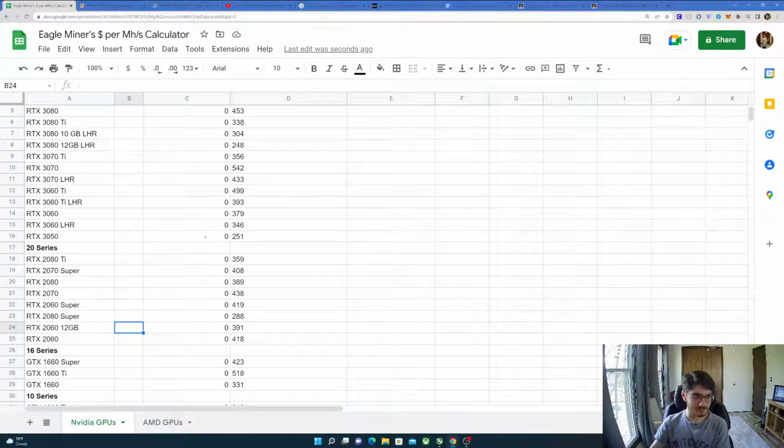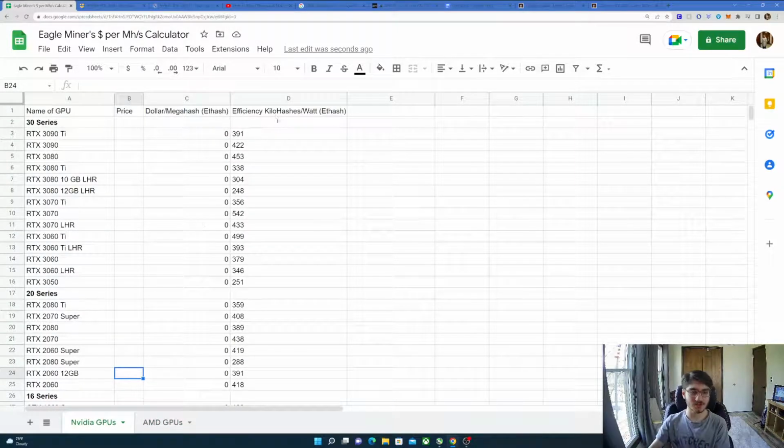So that's essentially this spreadsheet. I only have Ethereum on here because, at least for now, even though we have maybe 5 to 7 months left on proof of work Ethereum, it is still the most profitable one. It is still the standard as to what GPU to buy, even though you might not be able to ROI by the time it goes proof of stake. It is still the standard that I would go by.